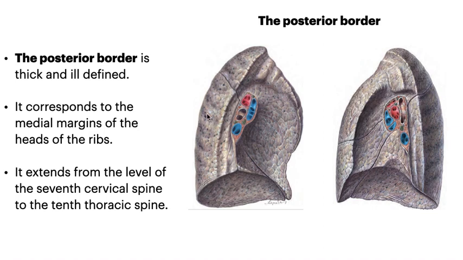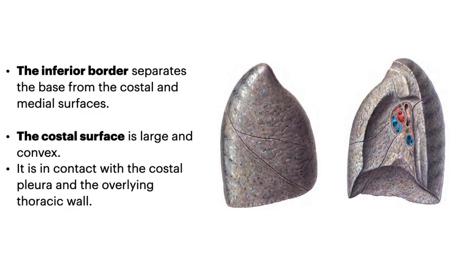Coming to the posterior border, it is thick and ill-defined, and corresponds to the medial margin of the heads of the ribs, extending from the level of the 7th cervical spine to the 10th thoracic spine. The inferior border separates the base from the costal surface.